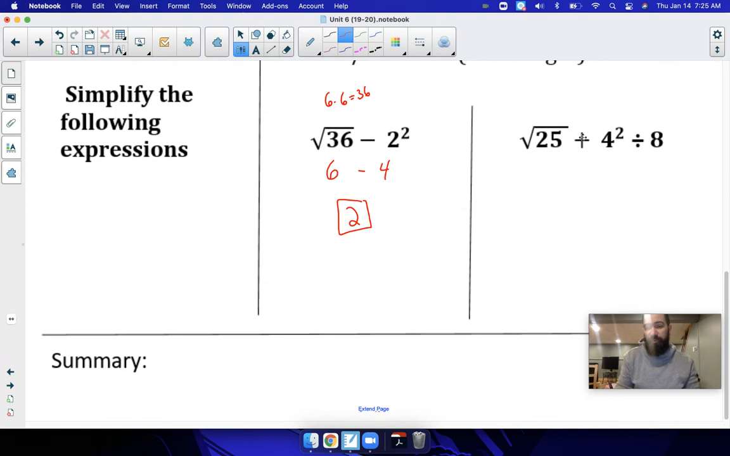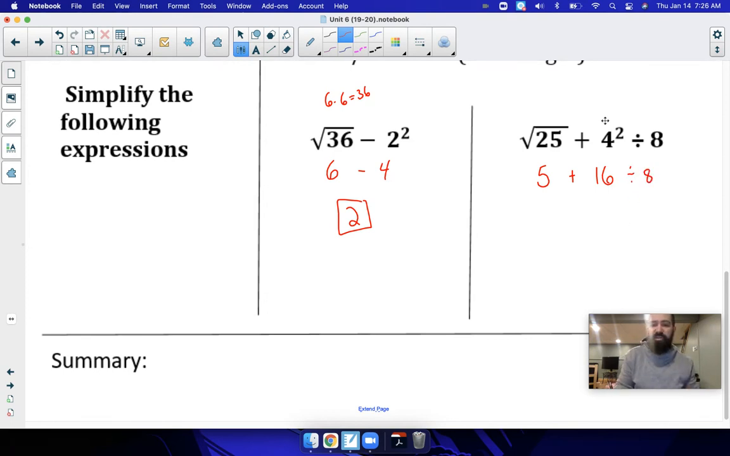The square root of 25 plus 4 squared divided by 8. This one's going to be a little bit different because you have some plus and division, so your order of operations are going to have to be taken into account here. So first, left to right, exponents. We don't have any groupings, okay? Left to right, exponents and square roots. Square root of 25 is 5, plus 4 squared is 16, and then we divide by 8.